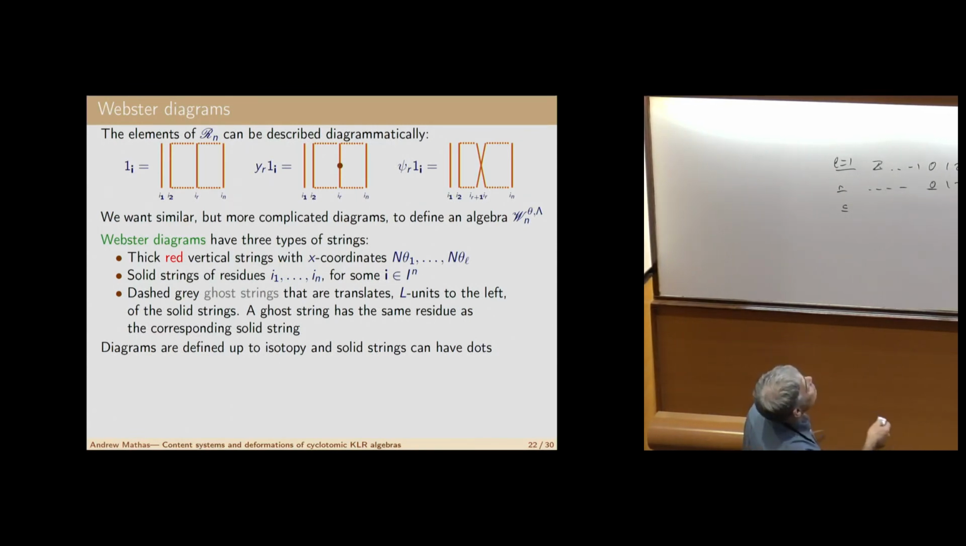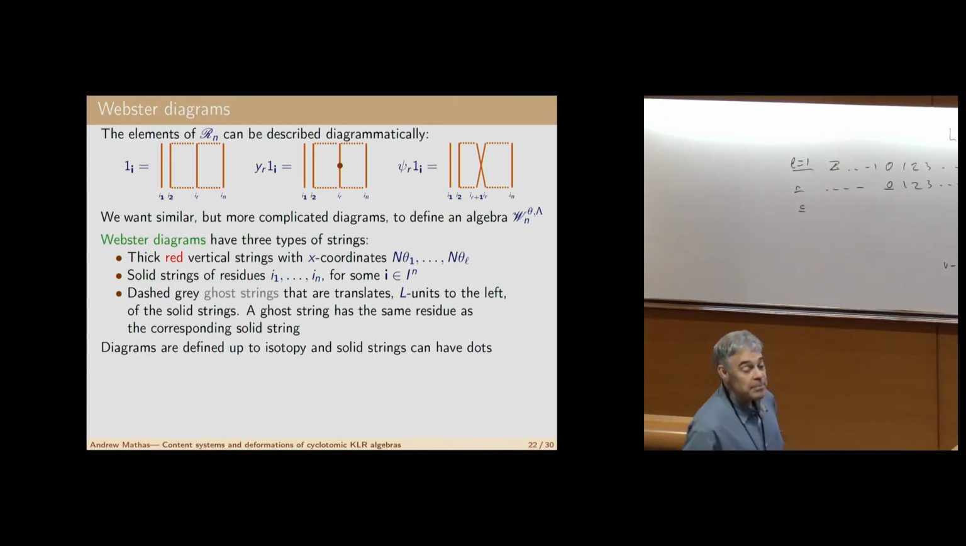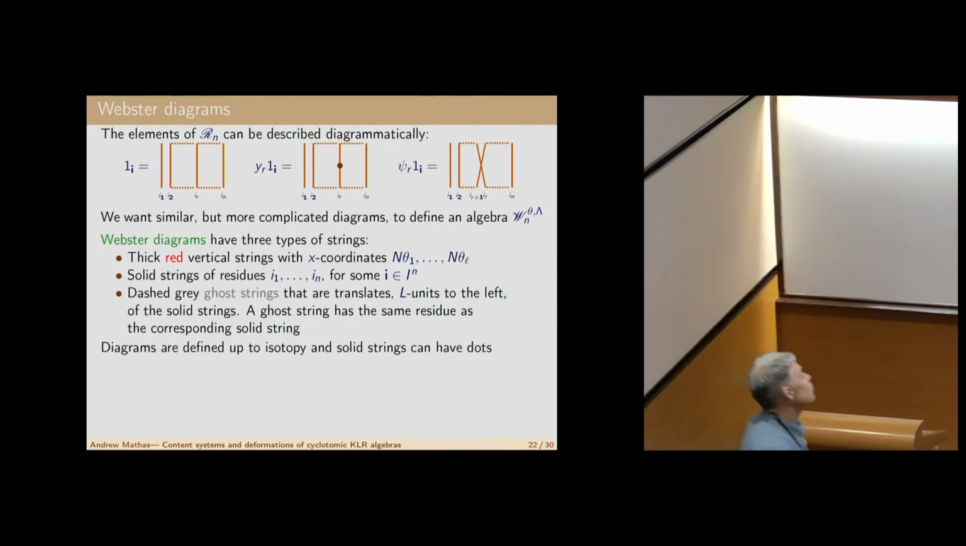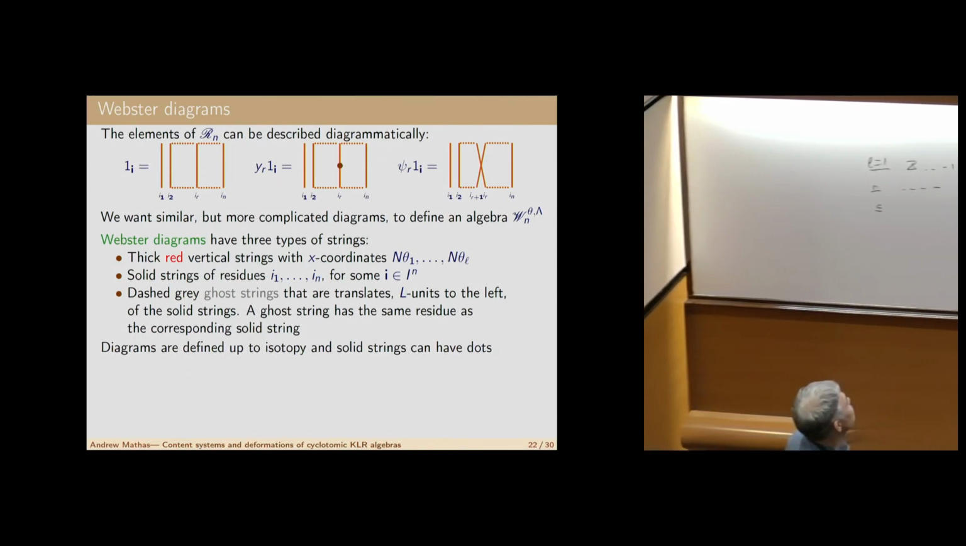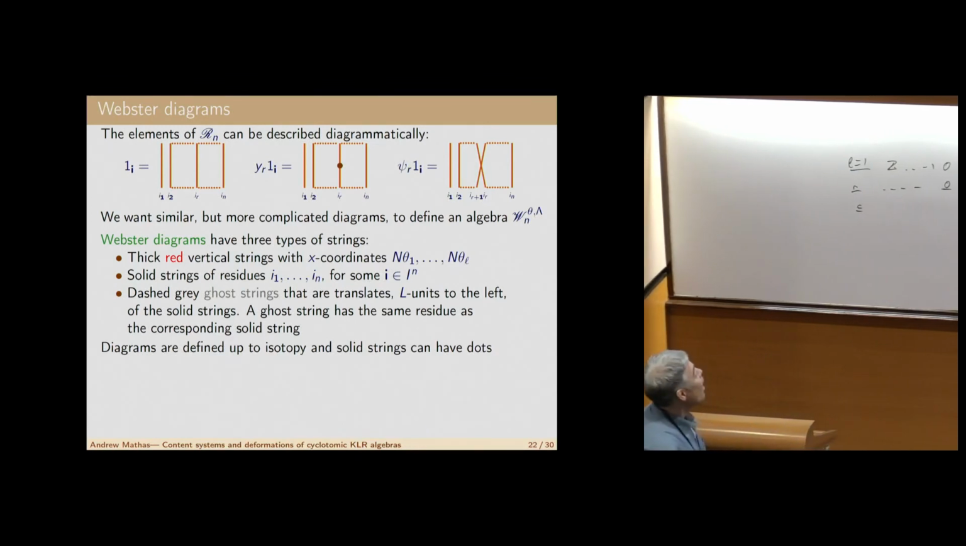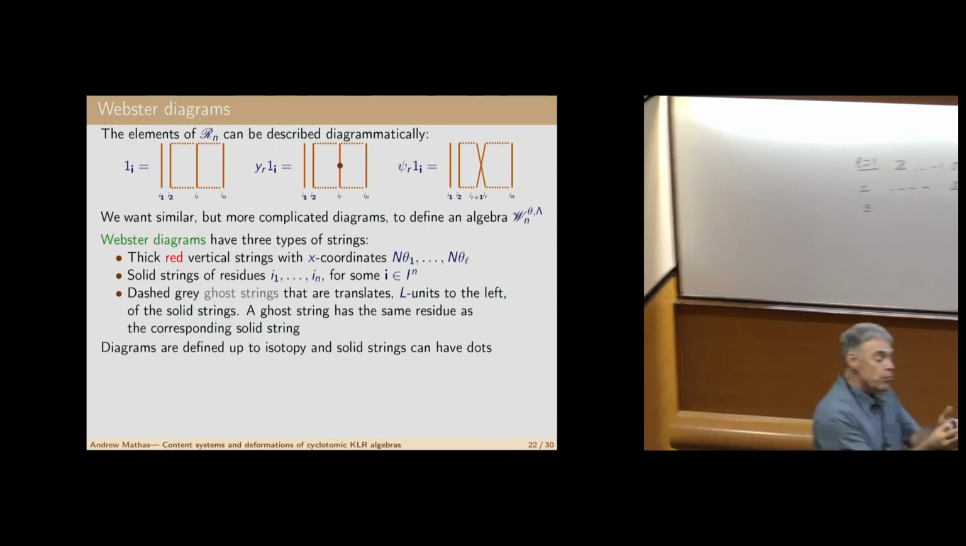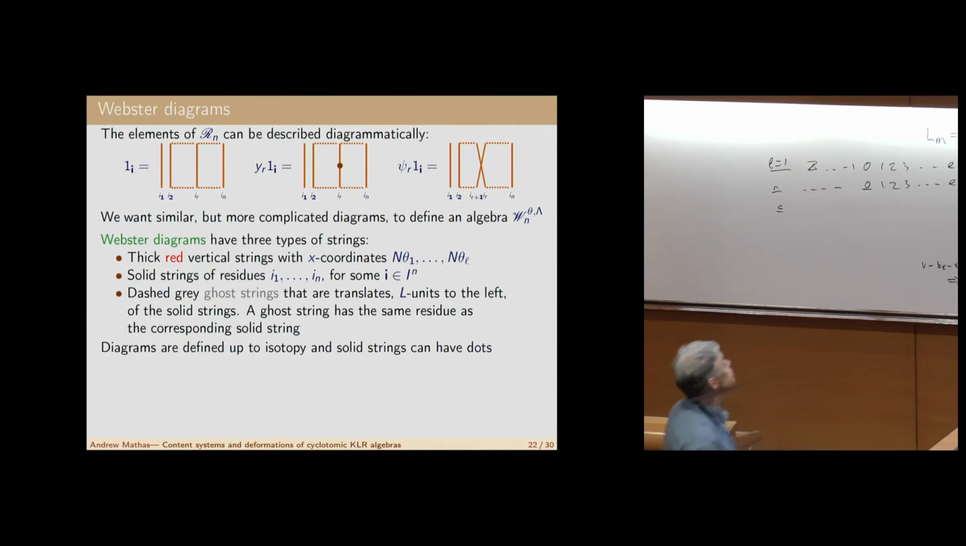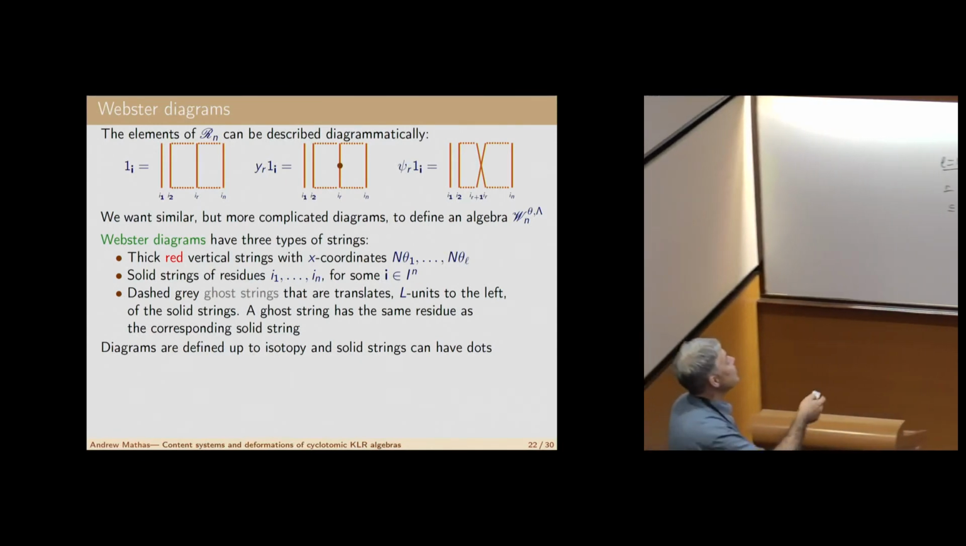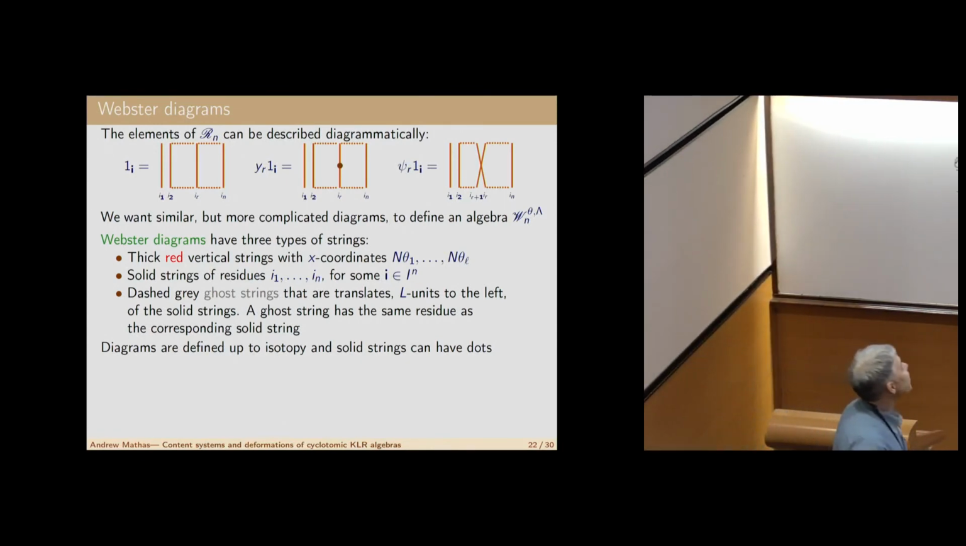So up here, I've only got one type of string. For Webster diagrams, I want to have red strings, solid strings, and ghost strings. These should be called solid, shadow strings, I think, but they're called ghosts. And the ghost strings should be L units to the left of the corresponding solid string. Okay? So they're really shadowing their solid. And they have residues in the same way that KLR ones do. And I want to define them up to isotopy.